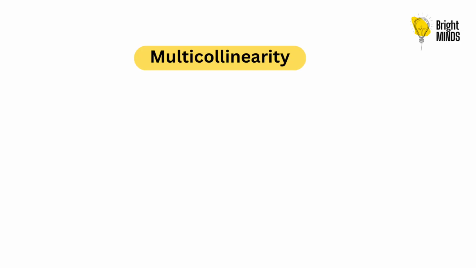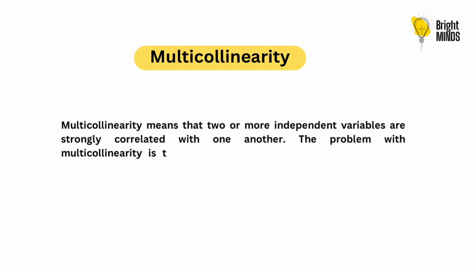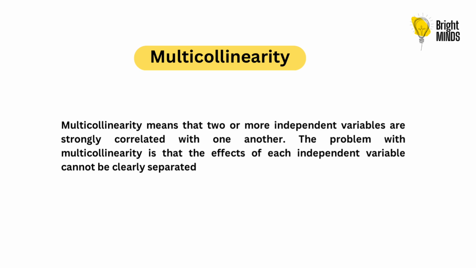Now here's a really important point to understand. Multicollinearity. It means that two or more independent variables are strongly correlated with one another. The problem with multicollinearity is that the effects of each independent variable cannot be clearly separated from one another.